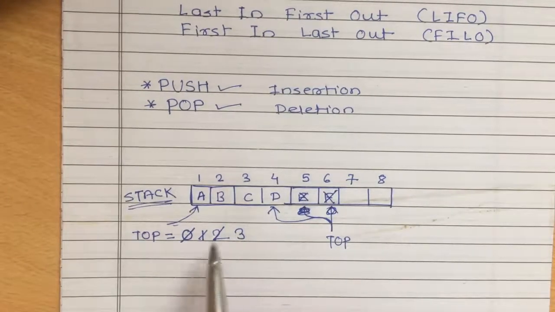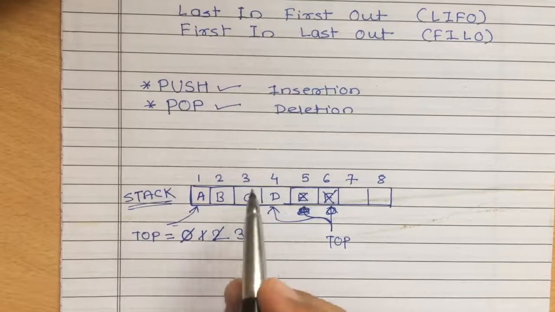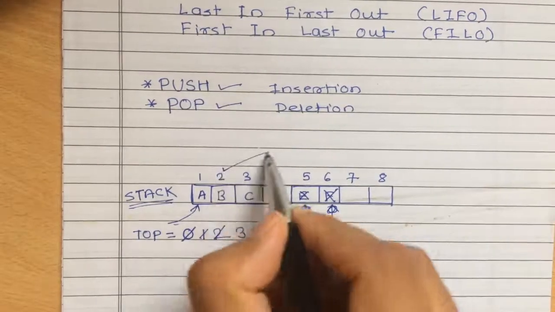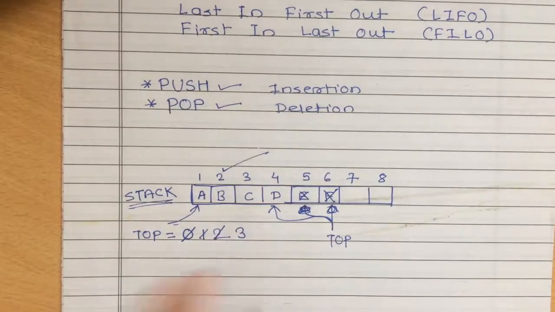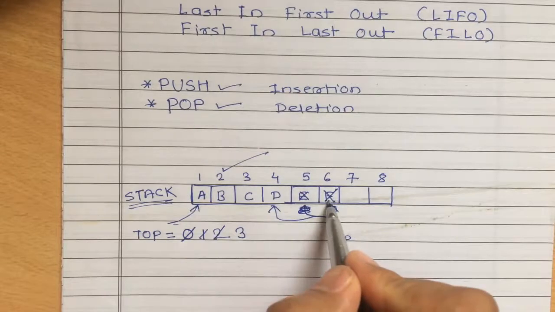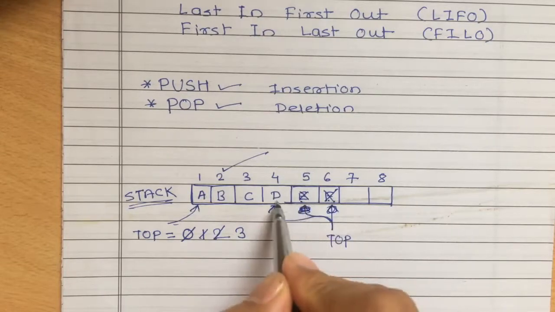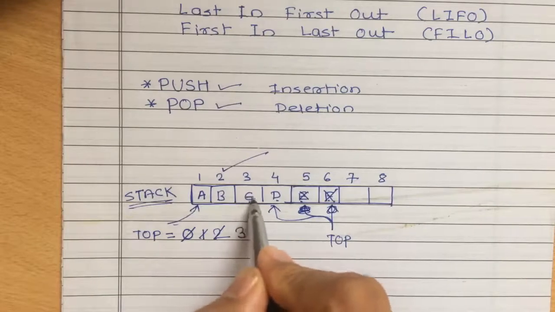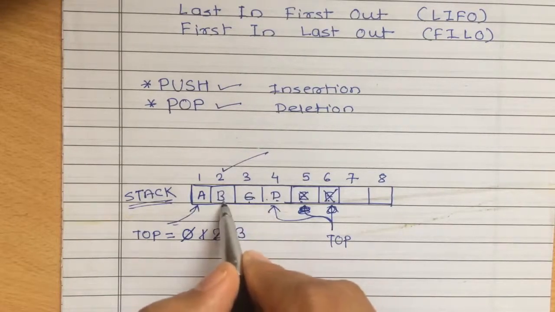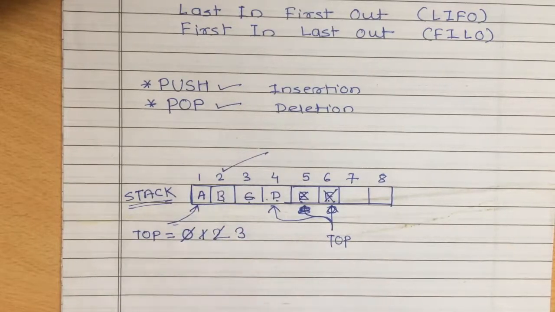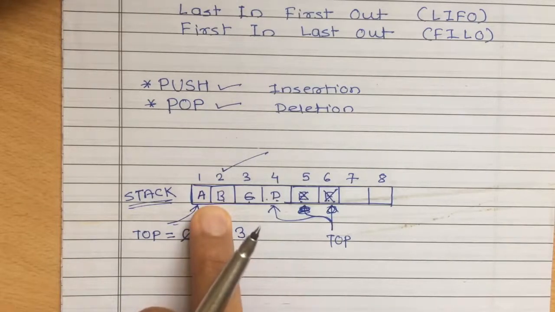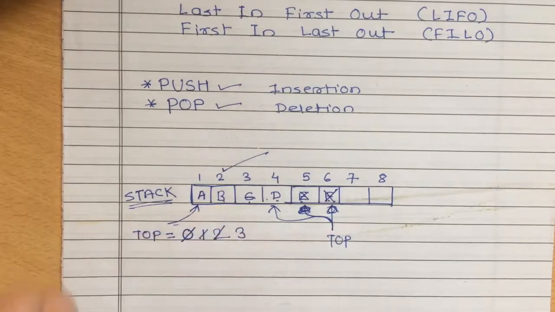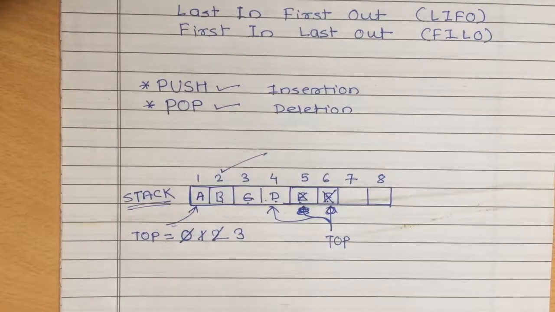In this case, we cannot simply delete B. To delete B, first we have to remove F, then E, then D, then C, and after removing all these 4 elements, we remove B. We cannot directly remove B. One by one we have to remove elements.